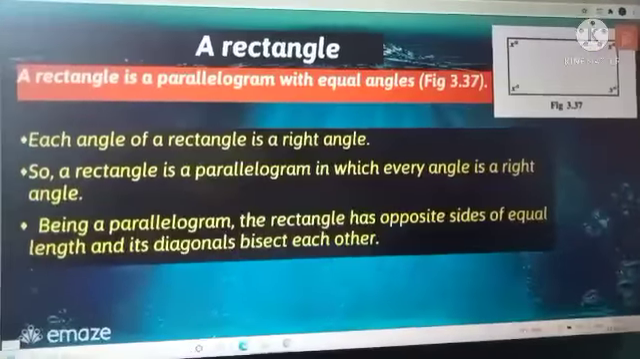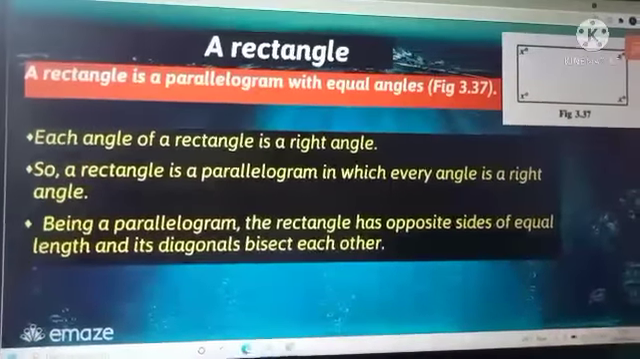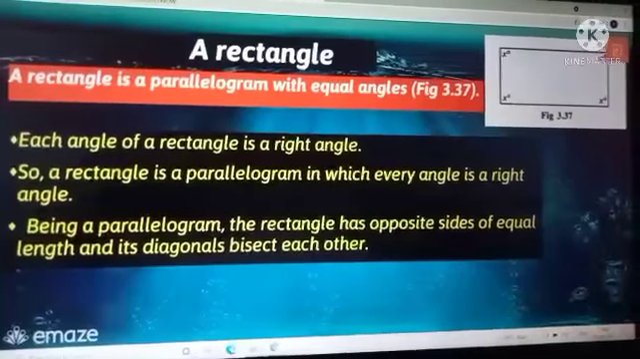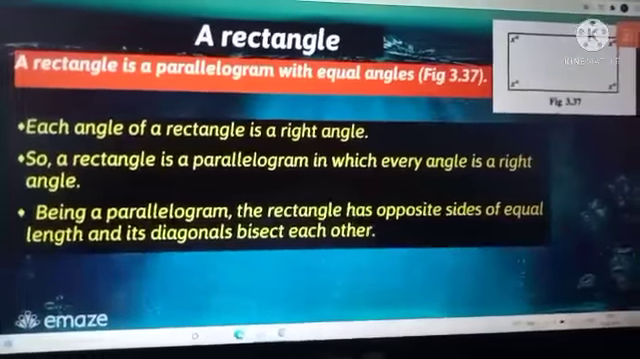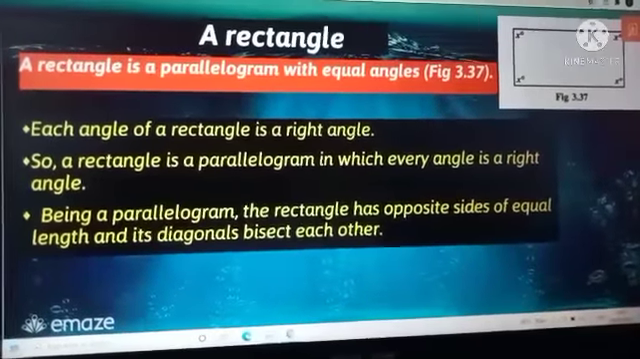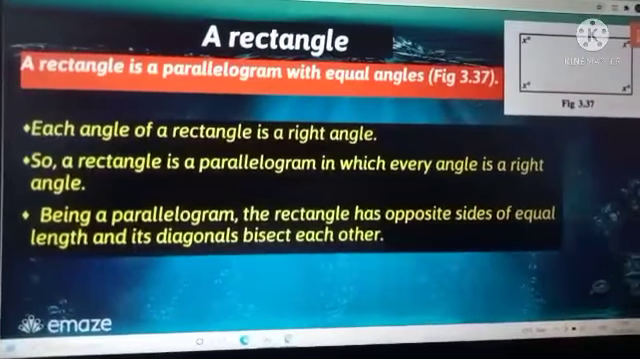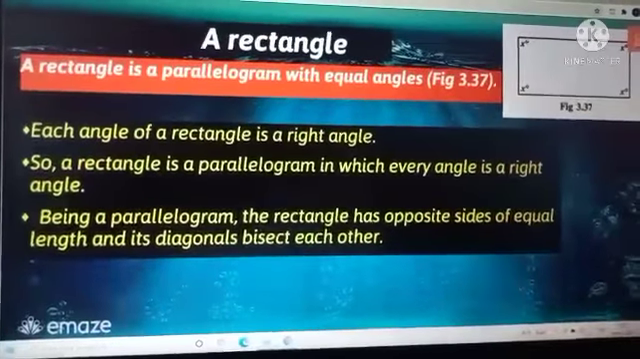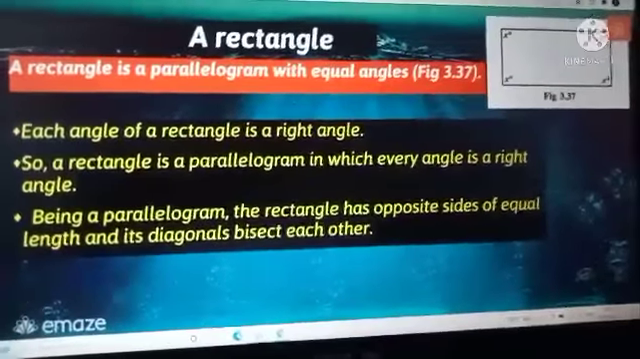And this you all know, it is a rectangle. And what is a rectangle? A rectangle is a parallelogram with equal angles. A rectangle is a parallelogram. Opposite sides are parallel for a rectangle and a rectangle has equal angles. Let's see some facts about a rectangle. Each angle of a rectangle is a right angle. So, a rectangle is a parallelogram in which every angle is a right angle. Next, being a parallelogram, the rectangle has opposite sides of equal length and its diagonals bisect each other.